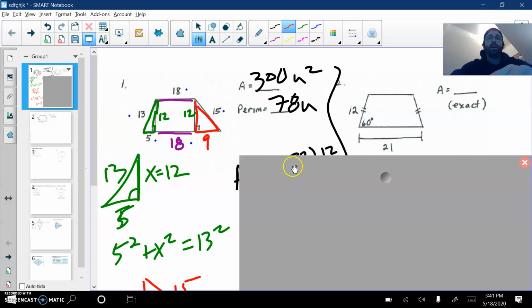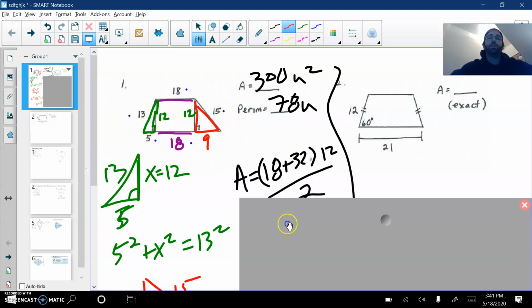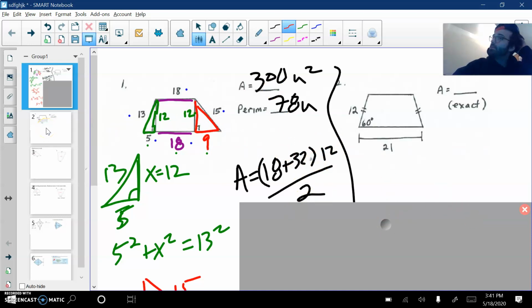To find the area of the trapezoid, remember I said you could do the green plus purple plus red, or I could use the formula and do base 1 plus base 2, so 18. This 32 came from adding 5, 18, and 9, times the height, which is 12, all over 2 to get to 300. Okay, that's number one. Hopefully that helped out a little bit with number one.